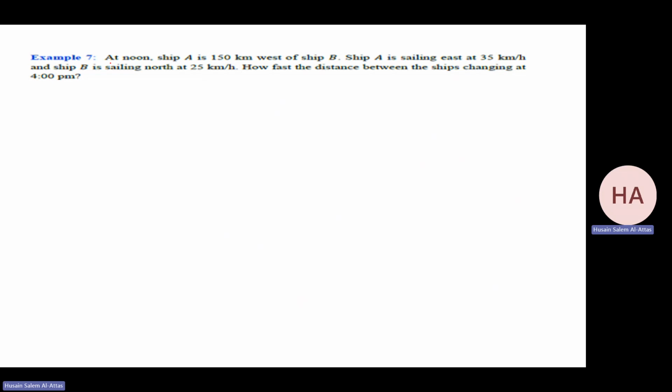Okay, at noon, I have ship A 150 kilometers west of ship B. Then this ship starts sailing east, going in this direction. And ship B is sailing north. Move x, this is move y. So I have dy over dt here is 25, and dx over dt here is 35.